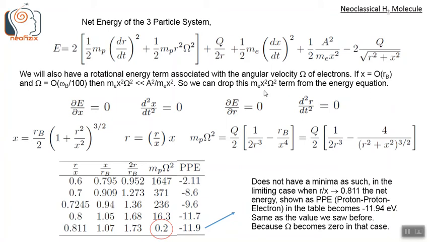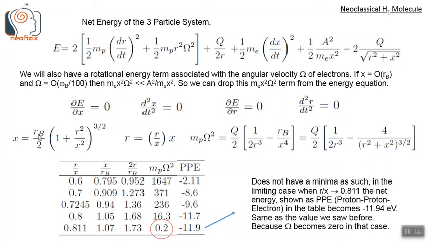because it is insignificant. Further, considering the partial derivatives of this energy equation, del E by del x equals 0 and del E by del r equals 0, and then further considering the radial distance terms, d square x by dt square equals 0 and d square r by dt square equals 0, we get the following expressions for the constant values of r and x.